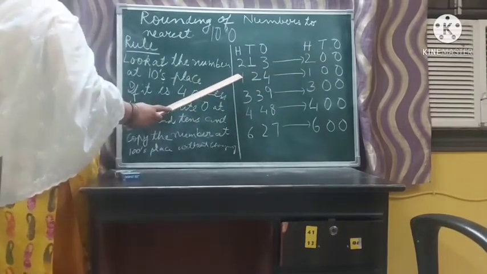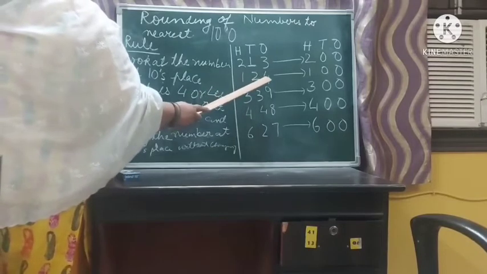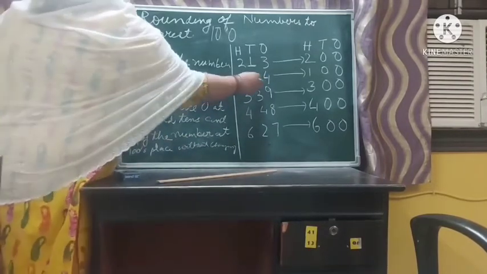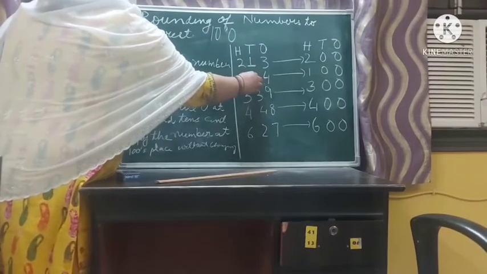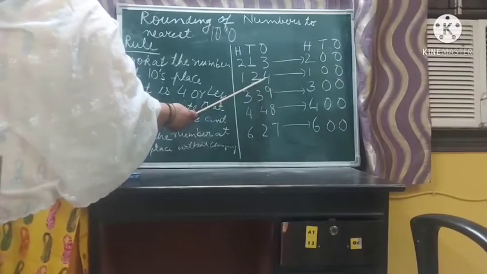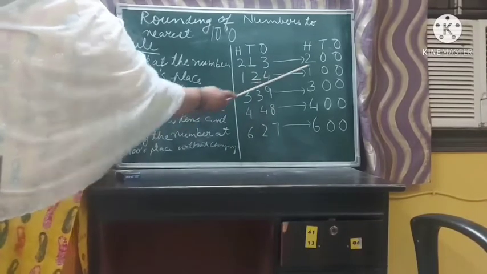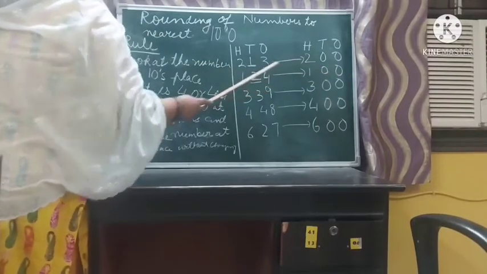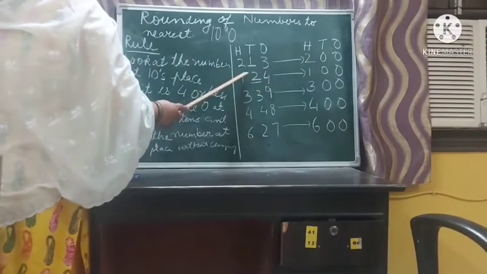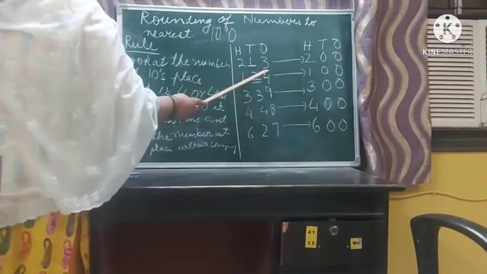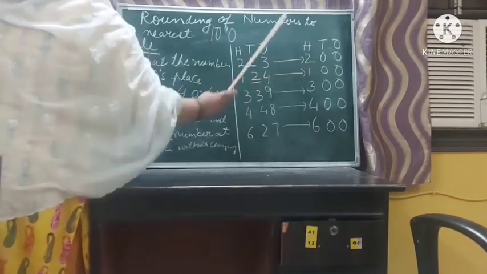The next example is 124. In the number 124, the tens place is 2. This 2 is also less than 4. So in the ones and tens places you will write 0 and 0. 0 at the ones place, 0 at the tens place. And the 100 place will be copied as such, 1 will be copied as such. So 124 will become 100.